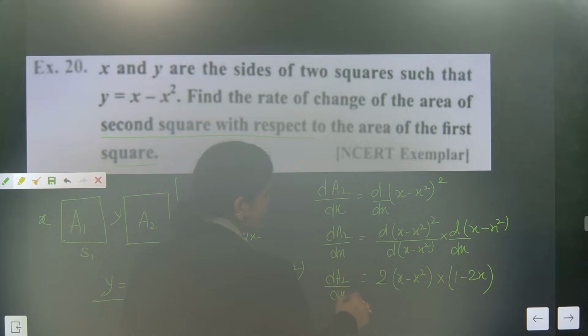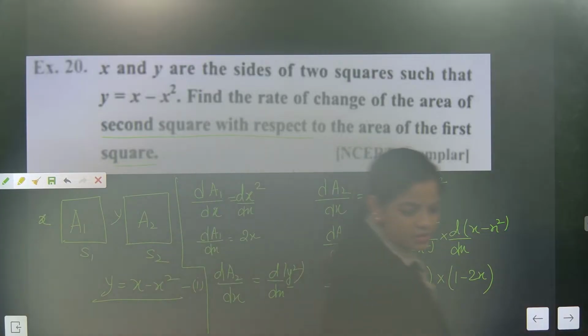Now they are asking what the area of the second one is with respect to the first one. But is it visible or not? You tell me. Done, Ray? Are you doing this question?